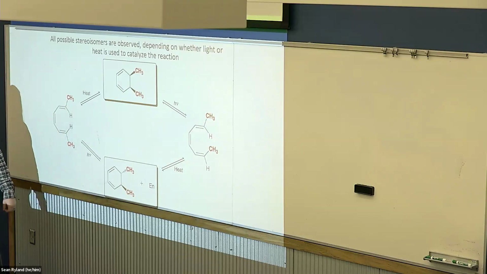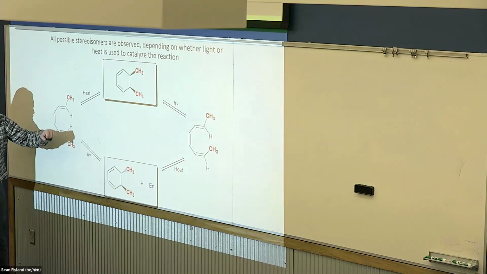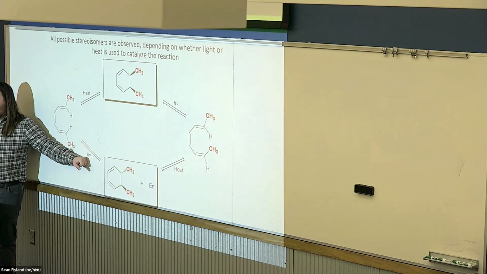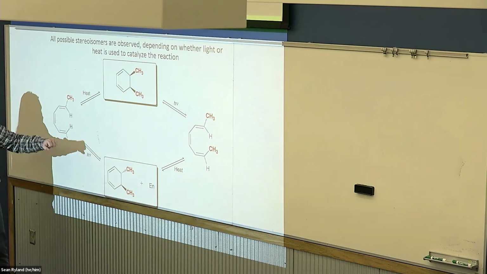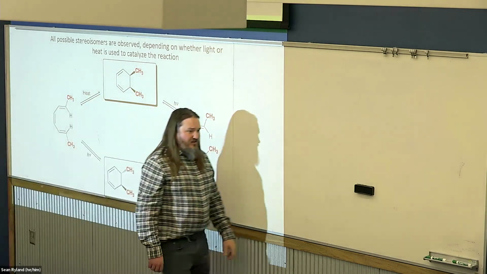that means you're starting from the HOMO. If you're catalyzing it with light, you're starting from the LUMO. The electrons in the HOMO got excited to the LUMO. To the LUMO, exactly. Right, so heat means HOMO, light means LUMO, and we'll show the figure of this here in a second.